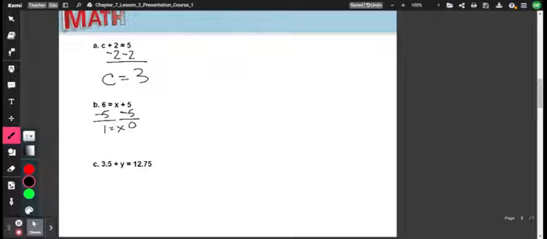Last but not least, we have letter C, where we are going to take the plus 3.5. We're going to make that negative 3.5, because then that's 0. We're going to subtract that from 12.75. Make sure that when you are doing decimals, you are lining up the decimals.